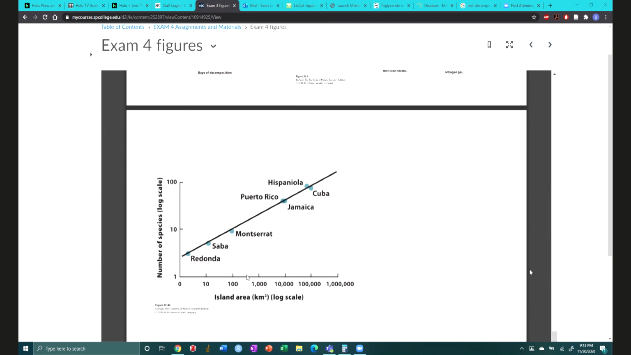Redonda, Saba, Monstrata, Puerto Rico, Jamaica, Cuba. Okay, this is the island size and number of species. Big Island holds more animals. Number of species on a logarithmic scale. Yes. The larger the island, the more things you can have on it. Then you could just talk about how habitat area and stuff like that.